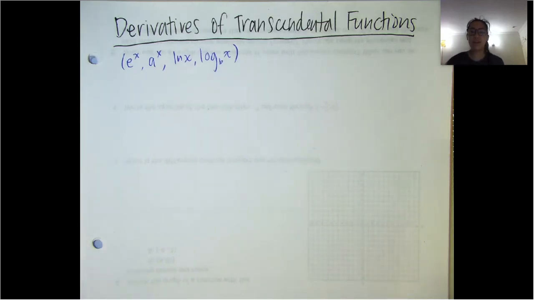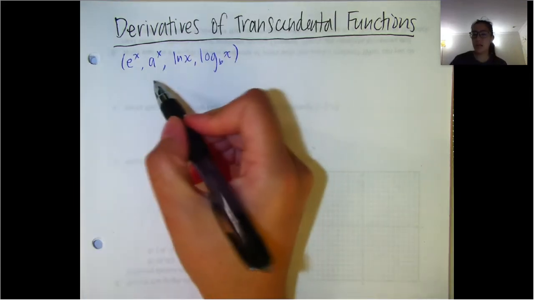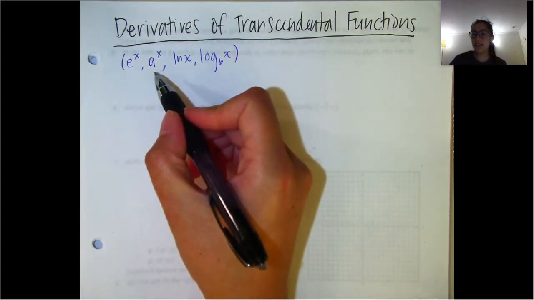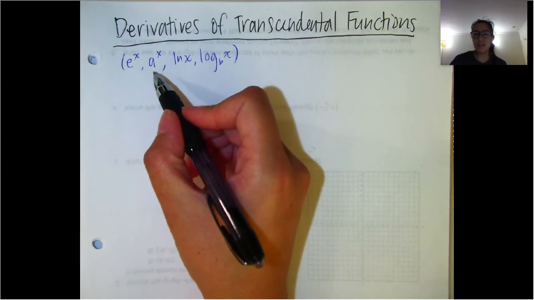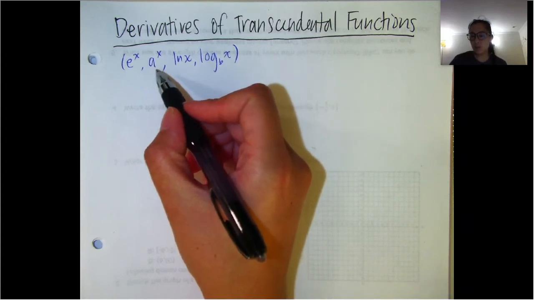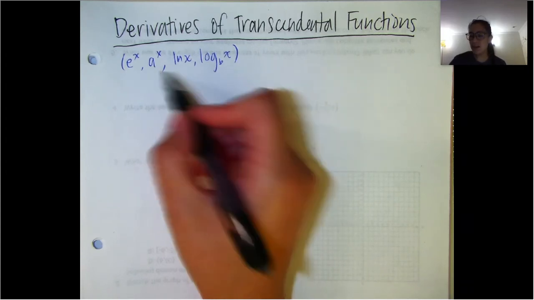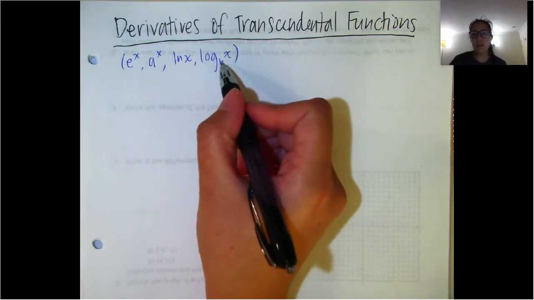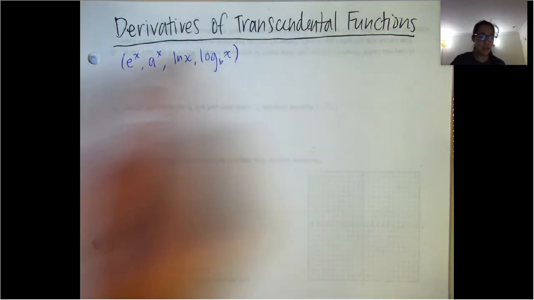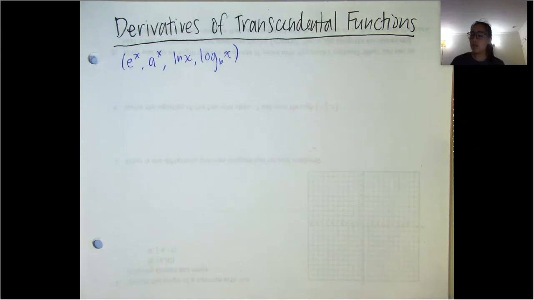Today we're talking about derivatives of transcendental functions, specifically e to the x, a to the x, ln of x, and log base b of x. The a there means any positive constant a. Generally we don't have a negative constant here. And for this b, same thing, any positive constant b. I'm going to tell you what the derivatives of each of these are, and then we're going to do a couple of example problems.